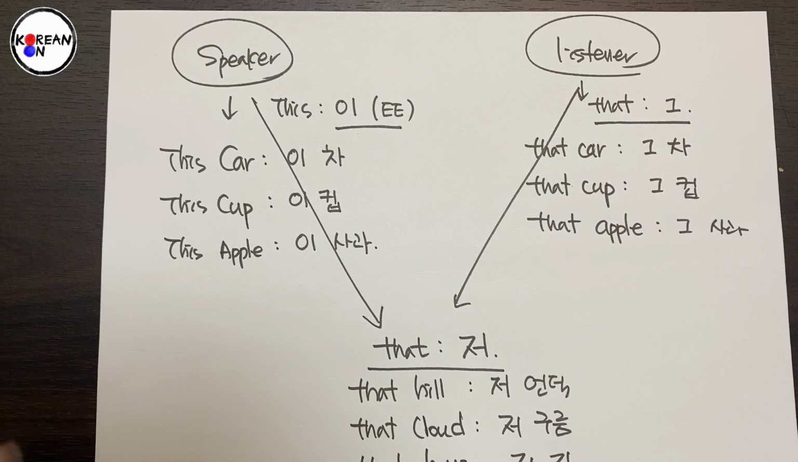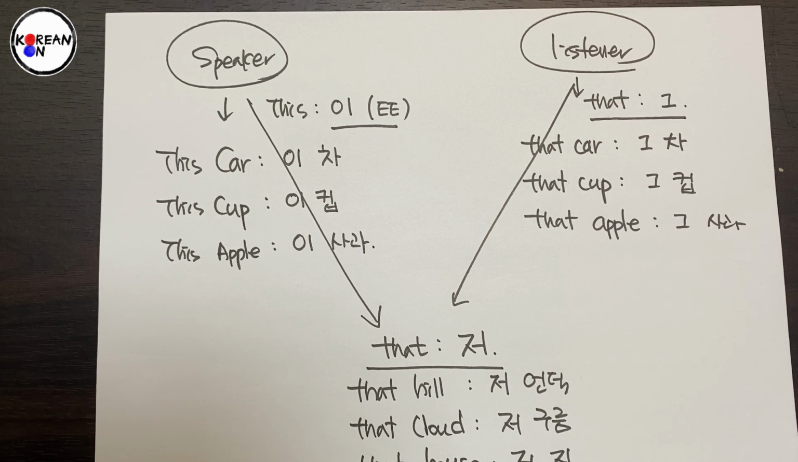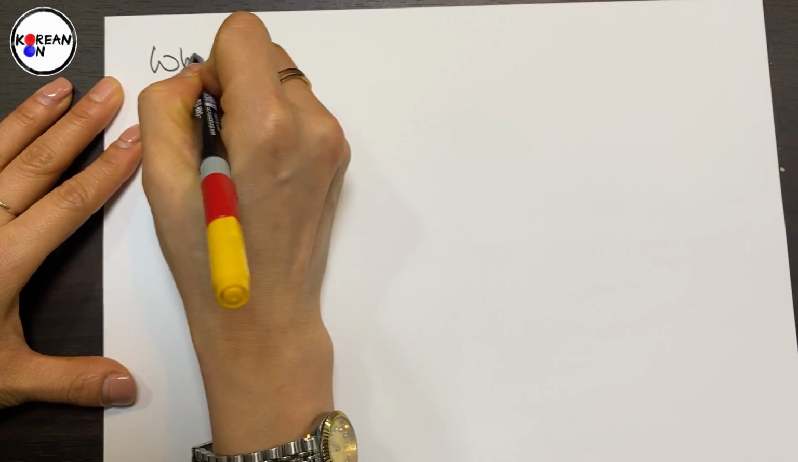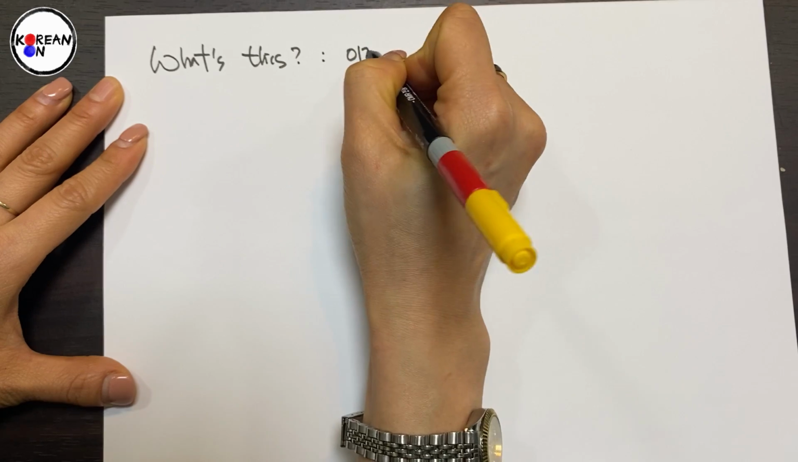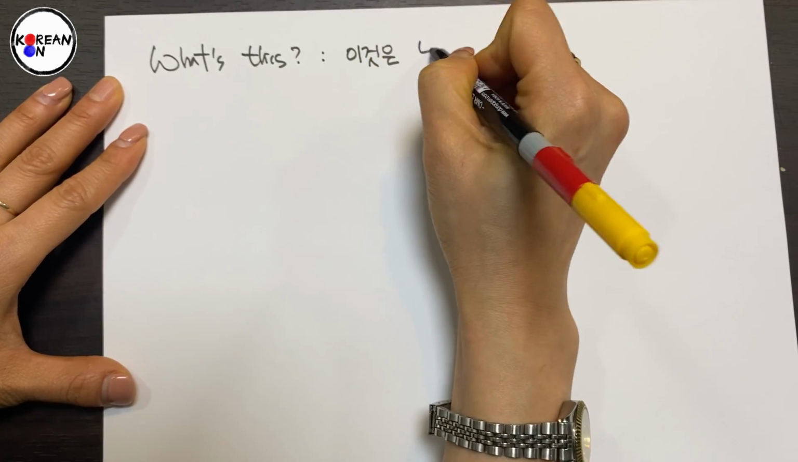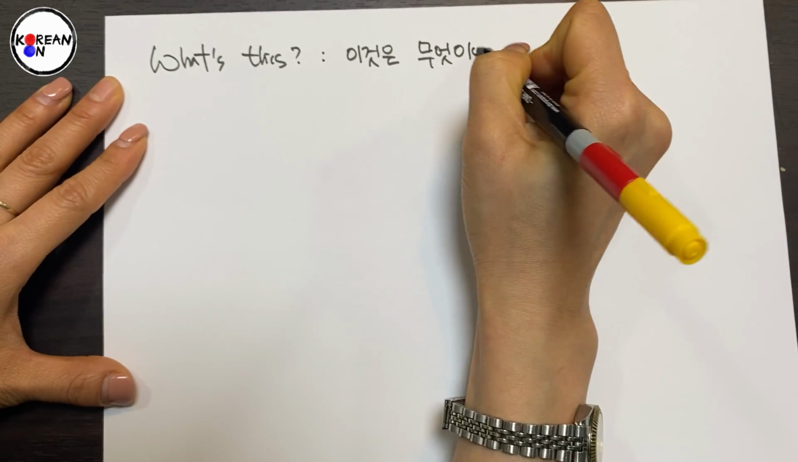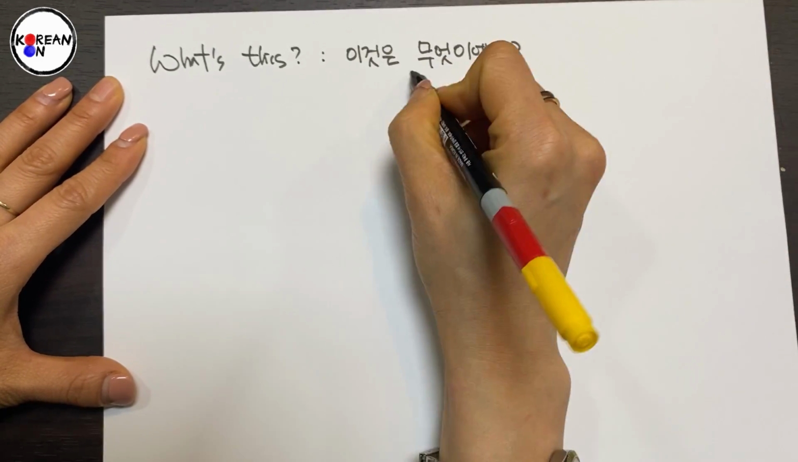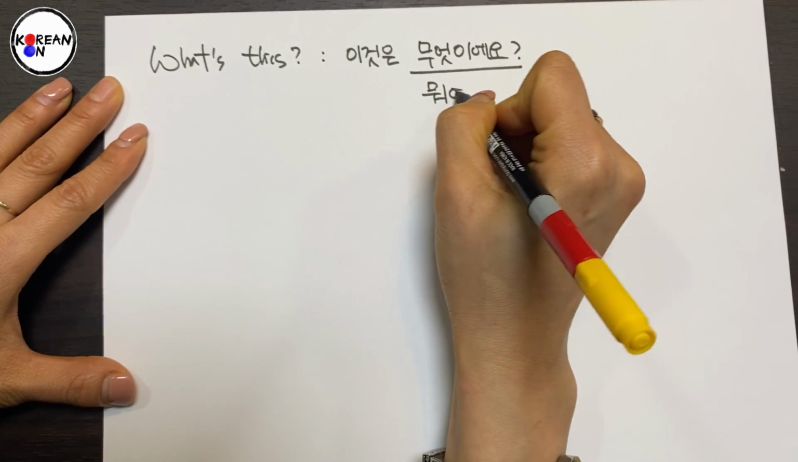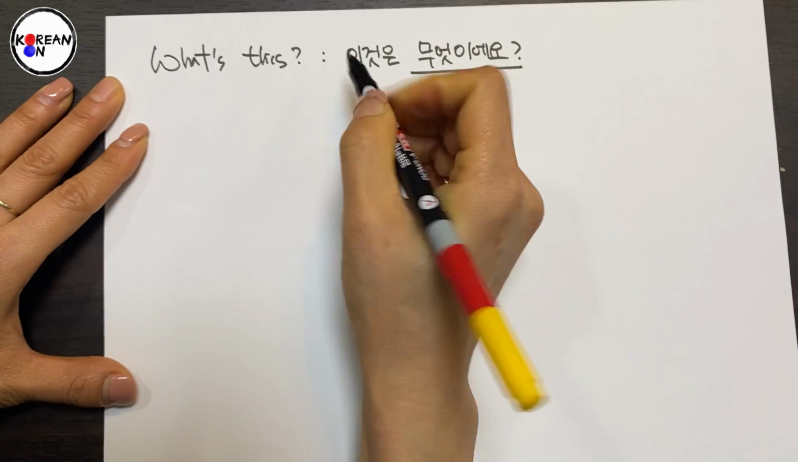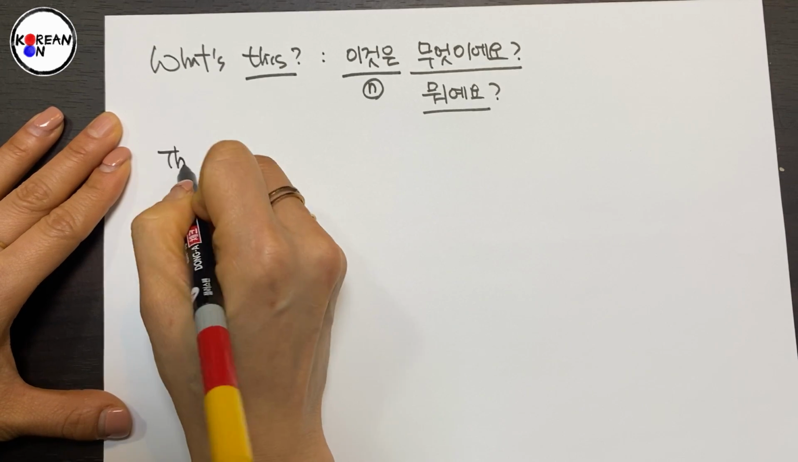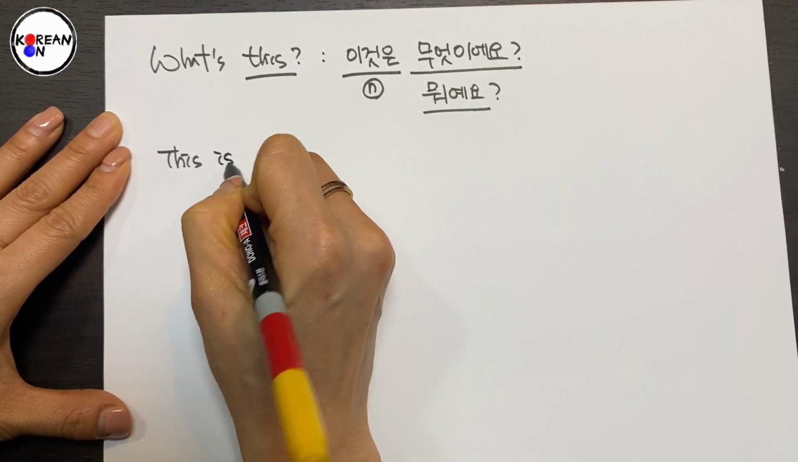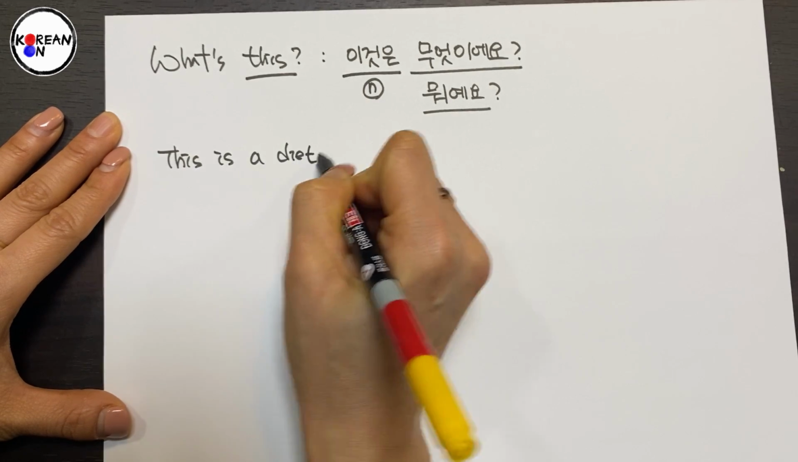Which is used as an adjective. Let's talk about it used as a noun. What's this? Someone asked, what is this? 이것은 무엇이에요? 이것은 뭐예요? This is used as a noun, which is this one. So someone can reply, this is a diet drink.